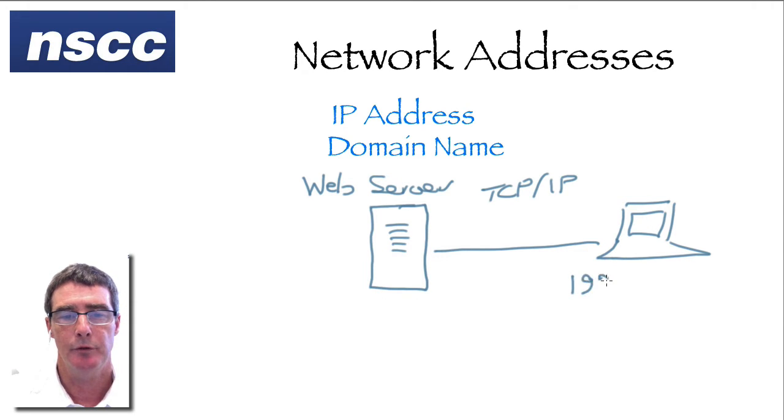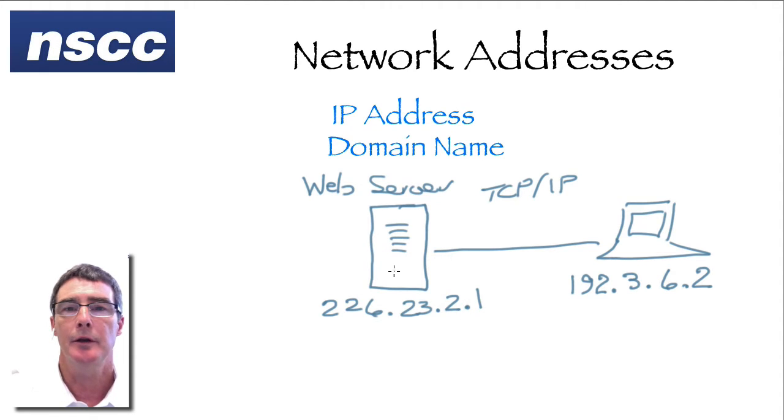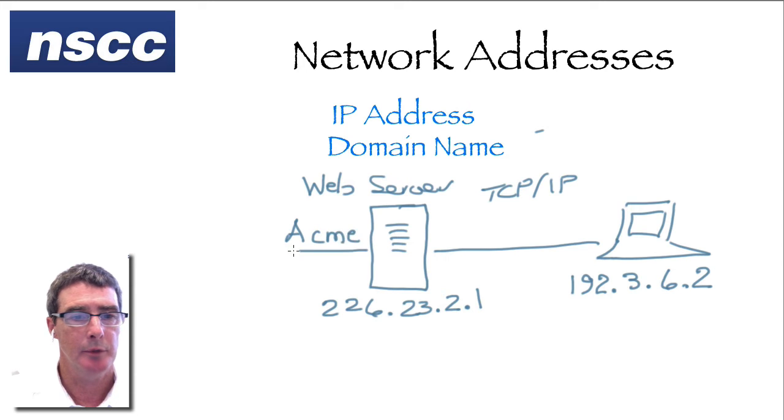We won't go into the format of this address, but this might be what the address looks like. Since the internet is global, these addresses have to be unique anywhere in the world. So let's suppose this is the Acme network, company, and a remote person wants to connect to their web server.